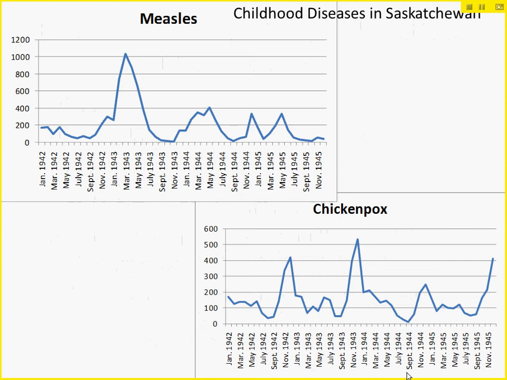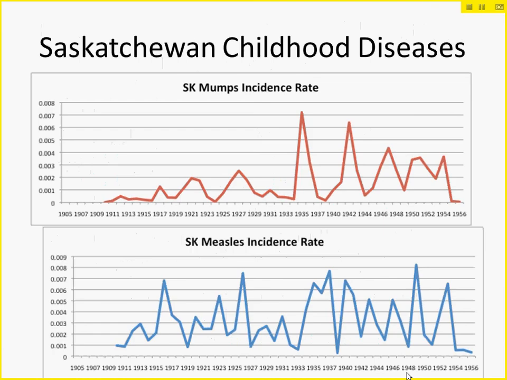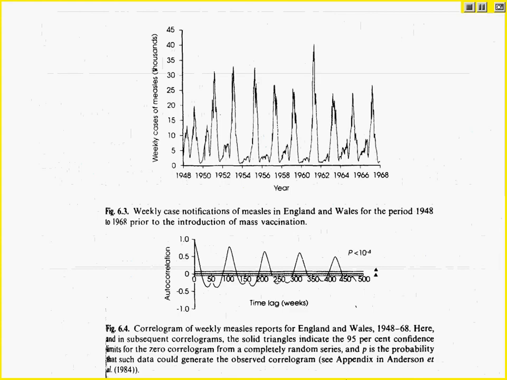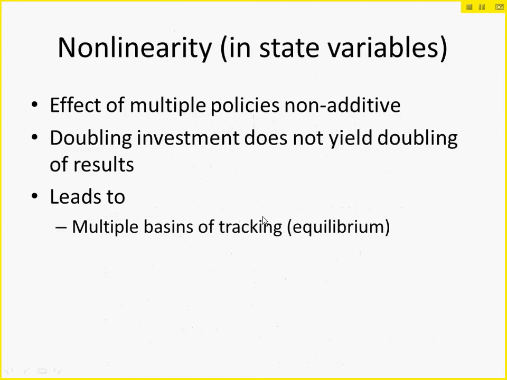So here's measles and chickenpox in Saskatchewan, mumps and measles, whooping cough, et cetera. Here's measles in England, for example, weekly cases of measles, and you can see it wasn't quite like clockwork, but it was down to something like a five-year cycle, something on that order.